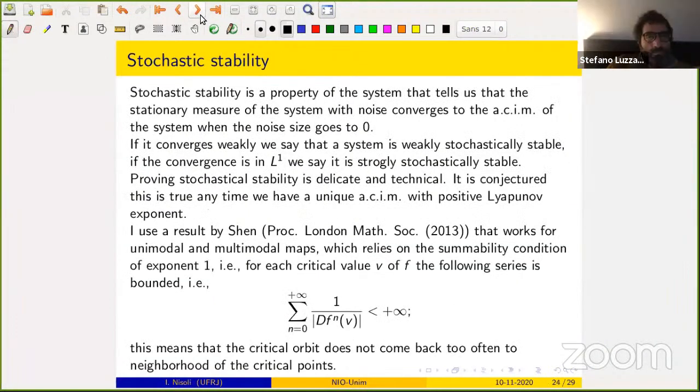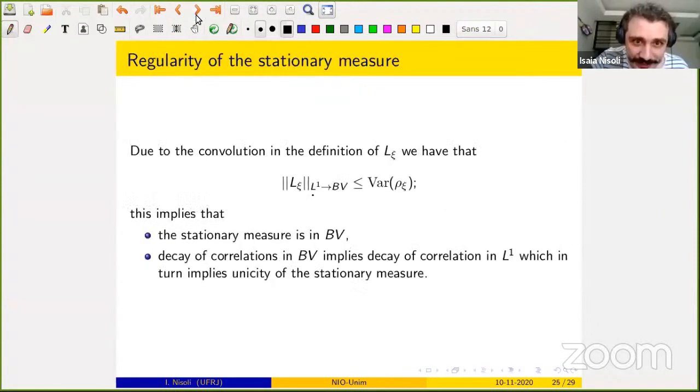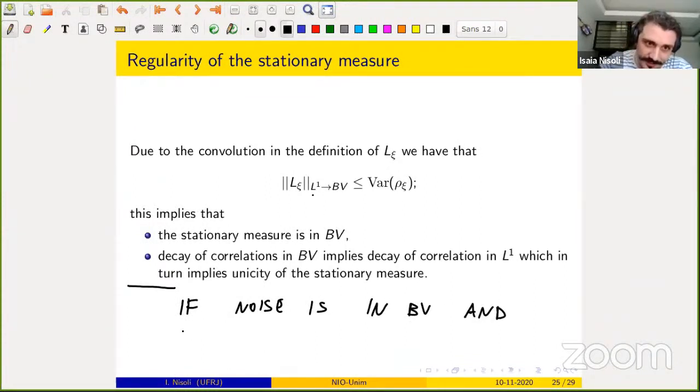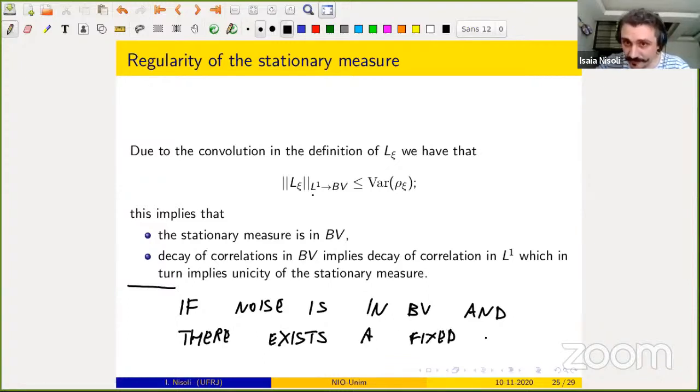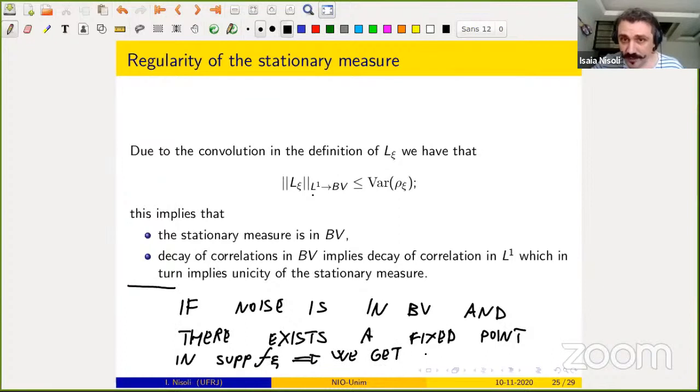For hypothesis R2, I didn't write a slide, but I can comment on it here. I show that if the noise is in BV and there exists a fixed point in the support of FXC, then we get exponential decay. And the idea is really simple. If the noise is in BV, the dynamical system essentially behaves as if it was a finite state Markov chain.